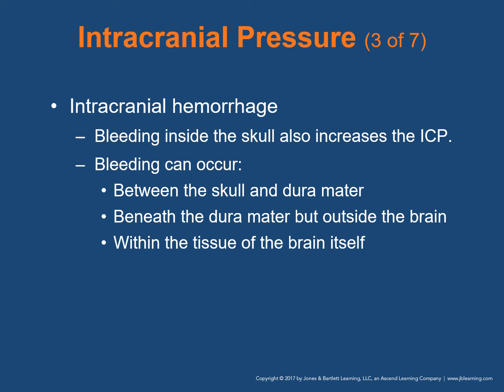Intracranial hemorrhage is what we're going to discuss now, and that is bleeding inside the skull, which also increases the ICP, or intracranial pressure. Bleeding can occur between the skull and the dura mater, between the dura mater but outside the brain, or within the tissue of the brain itself.